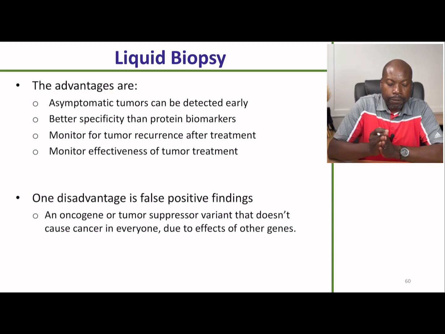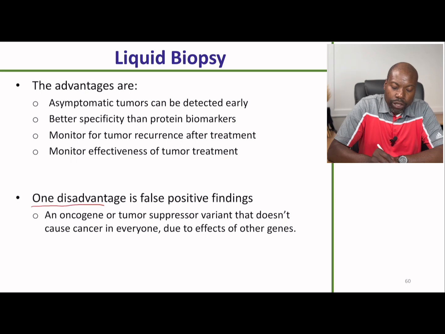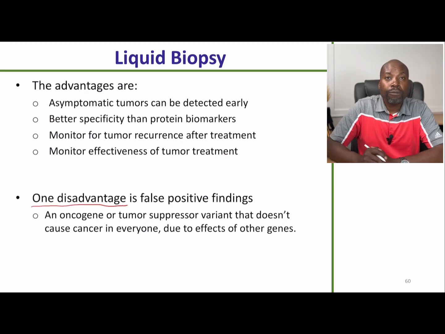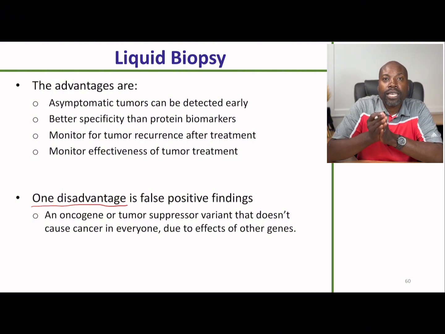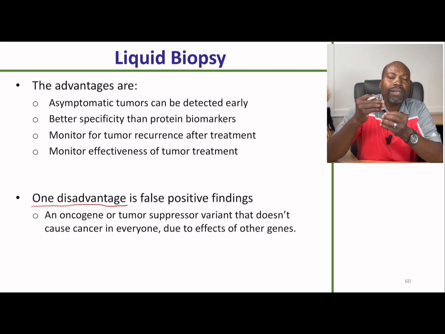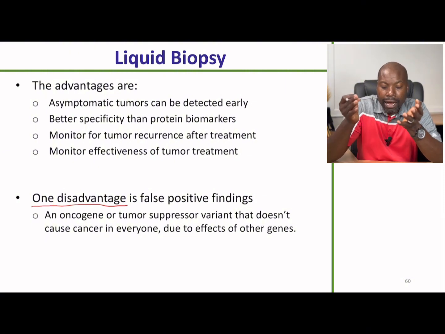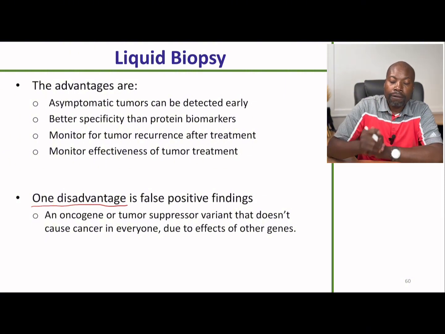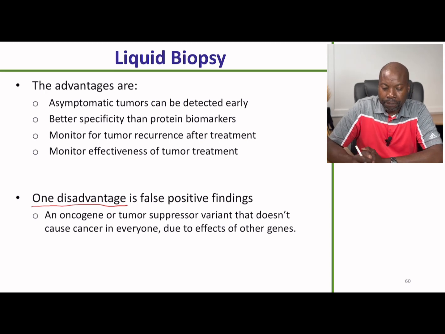One disadvantage, though, is that we can have false positives, because remember that the DNA we are looking at is cell-free DNA, right? A lot of that cell-free DNA is coming from our normal DNA. So it's very difficult to tell apart, right? So we can have a number of false positives.